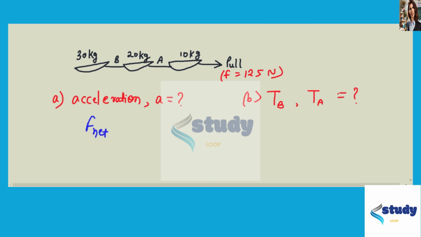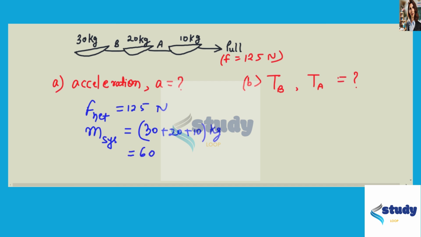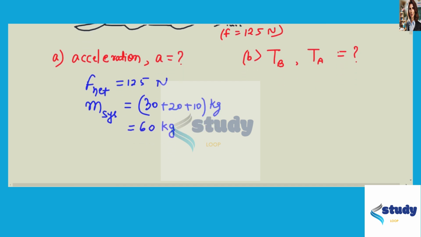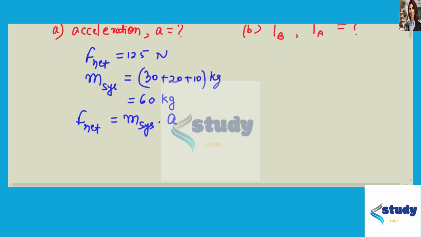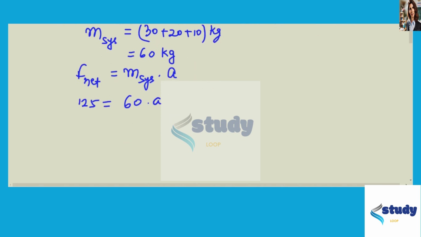The net force is 125 newtons, and the total mass, that is the mass of the system, is 30 plus 20 plus 10 kg. So this comes out to be 60 kg. So we use Newton's second law of motion, that net force is equal to mass times acceleration. So we put the values here, we get 125 equals 60 times A. So solving this will give us the value of acceleration of the system, that is 125 by 60.